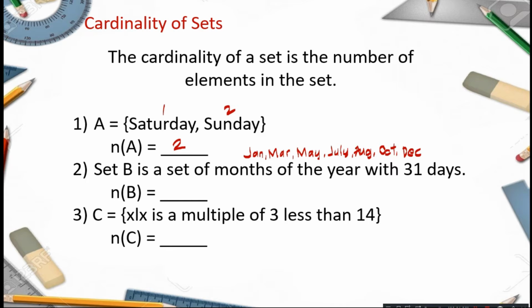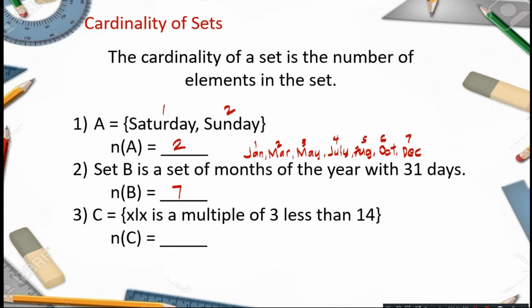So how many elements do we have in all? We have 1, 2, 3, 4, 5, 6, and 7. Meaning to say, the cardinality of set B is 7.